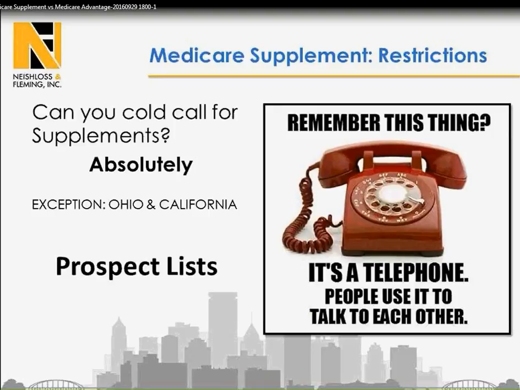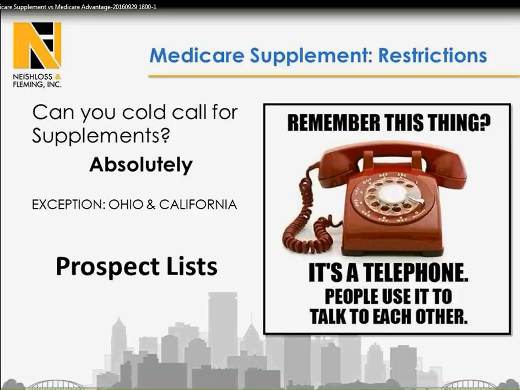Now, if you need prospect lists, who can you call? We can get those to you for free. A lot of people aren't taking advantage of this. It is no cost to get a prospect list. Just call your sales manager here at Neishloff and Fleming, and we'll get you one. We scrub it against the National Do Not Call Registry. We can sort out with phone numbers or without.